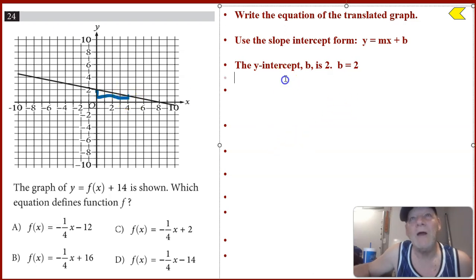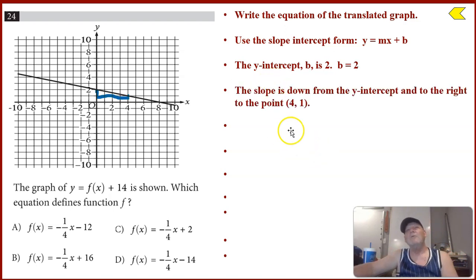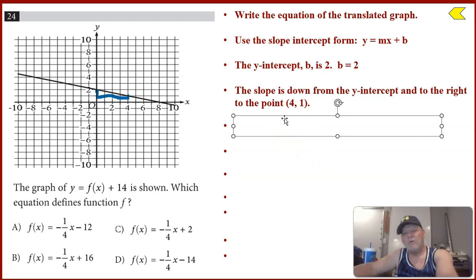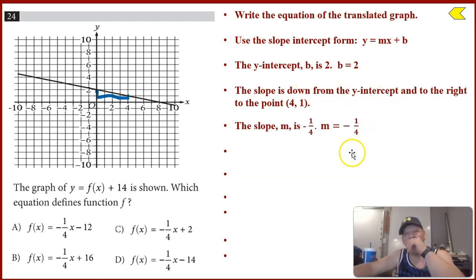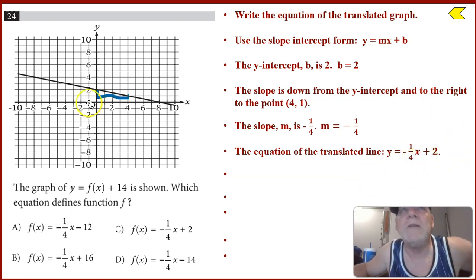So if I do that, I know that my rise, I go from the y-intercept to 4, down 1, negative 1 over 4. So it's negative 1/4 is the slope. So I substitute the slope in, negative 1/4 x plus 2. This is my translated equation. But it says that this equation has been raised 14 up.